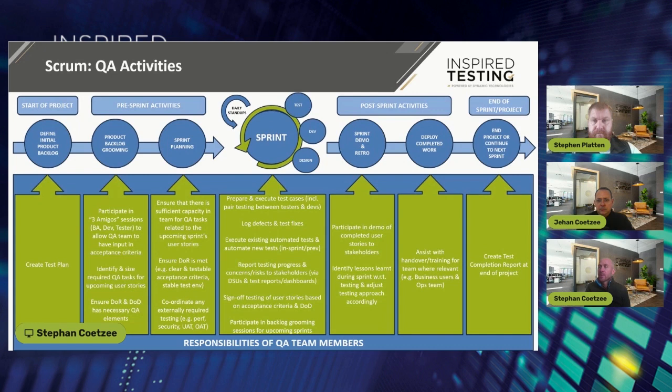Yeah, so the next one, log defects, test fixes, those are pretty standard things. Not sure if you have any comments on that in terms of the Agile way of working, but the only thing I would say is you sometimes see defects that are low prioritized. They'll go back into the backlog and won't necessarily get fixed in that sprint cycle.